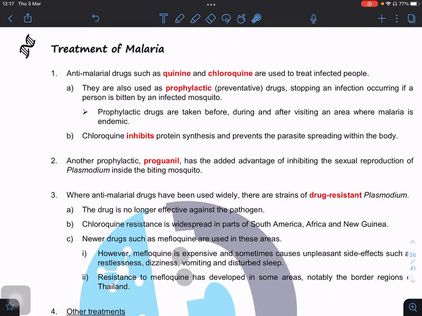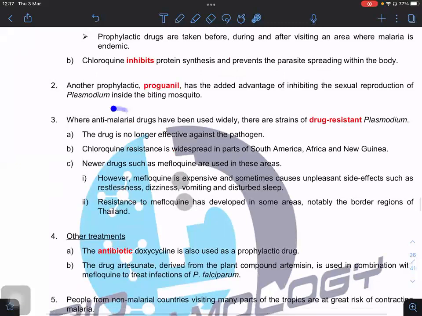So chloroquine, what's the function? Chloroquine's function is to inhibit protein synthesis, preventing the parasite from spreading within the body. Another type of prophylactic drug is called proguanil. Proguanil has the advantage of inhibiting the sexual reproduction of the Plasmodium inside the biting mosquito. Because these anti-malarial drugs are widely used, some strains of drug-resistant Plasmodium have already developed. It means the drug is no longer effective. So we use newer drugs, for example mefloquine, but it's very expensive and the side effects are very unpleasant.